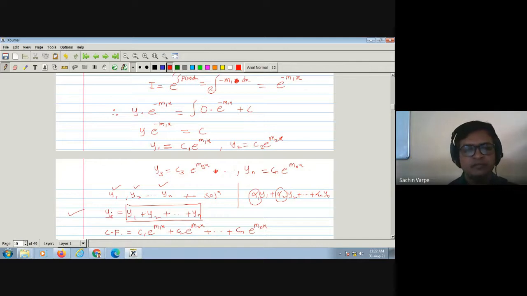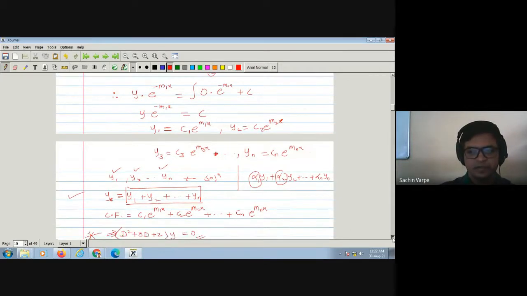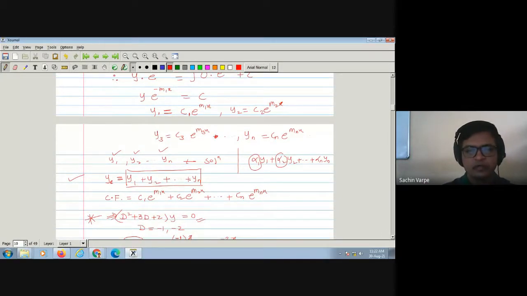So when I combine them, I'll get the formula for the complementary function. CF is equal to this. When I substitute each y1, y2, yn into this, the complementary function is c1 e to the power m1x plus c2 e to the power m2x plus and so on, cn e to the power mnx. Is this clear?